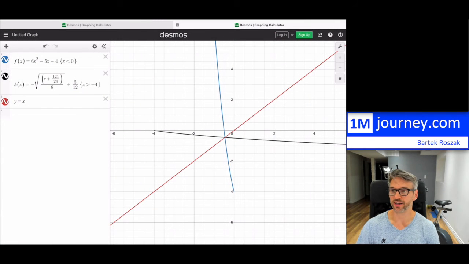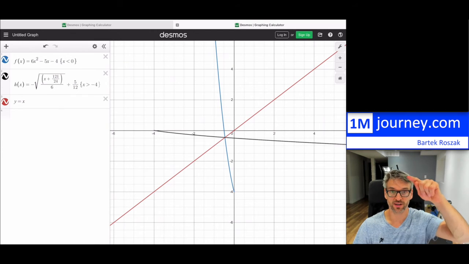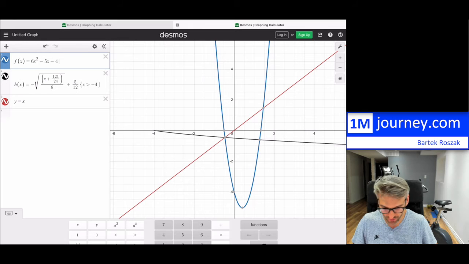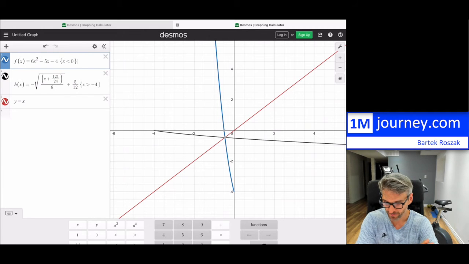I've plotted the function f of x. Notice the restriction, which is less than 0. That's the blue one. It's not even half the parabola, because if I remove this, that was my original parabola, right? And then I am restricting it on this. Just below it, I called it h of x. That's your inverse, so I put that in there. And that has the restriction, which is greater than -4.